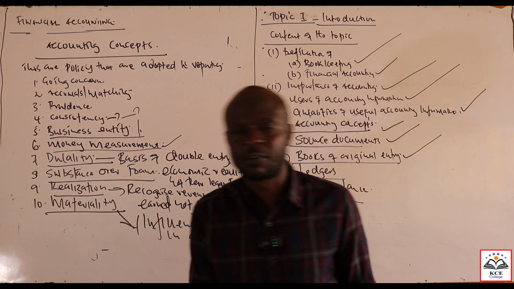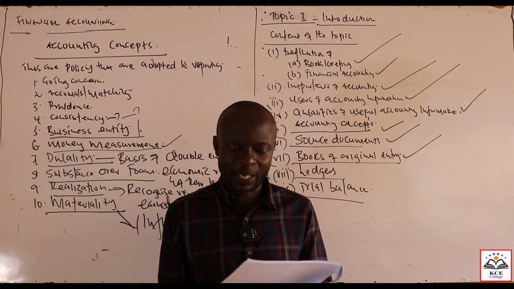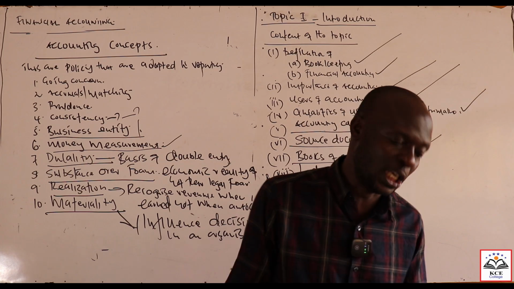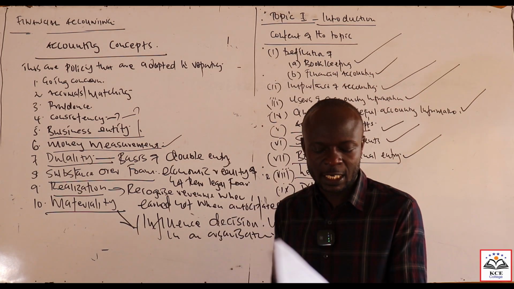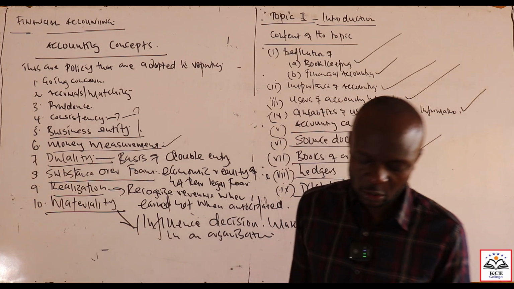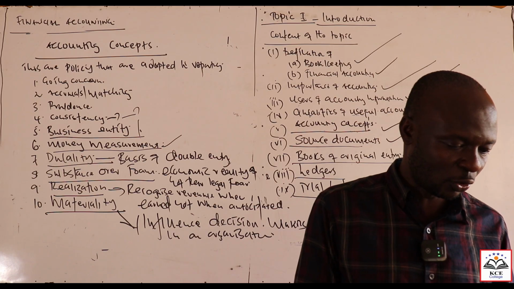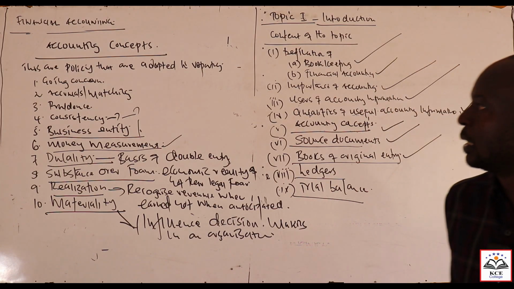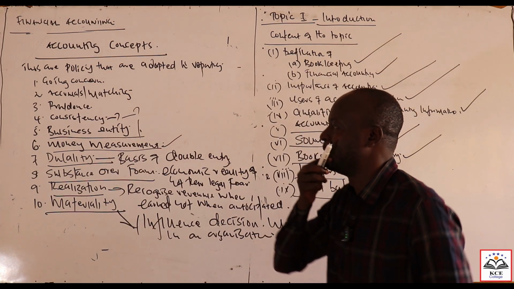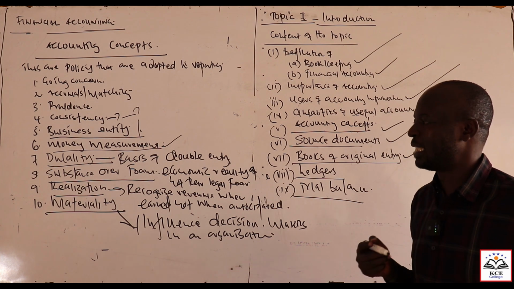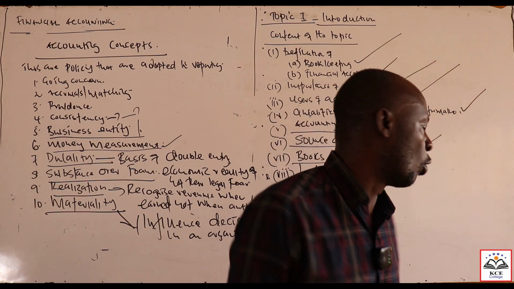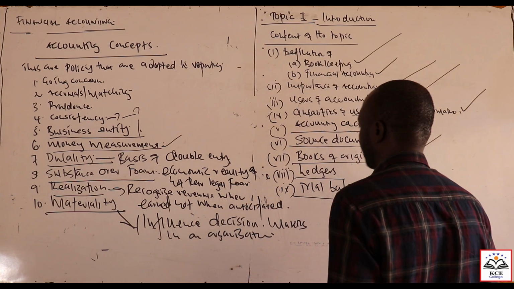So materiality differs from one organization to another. It depends. In one organization, 1 million can be an issue. In another one, 1 million is not an issue. They cannot waste time in trying to record where this million went. So it depends on the size and the nature of transaction. So that is what we call accounting concepts. We have accompanying notes that will be able to enhance your understanding of this particular area. We're going to share the notes with you.